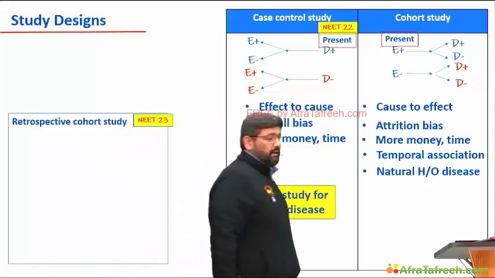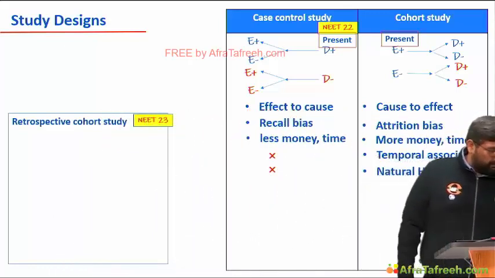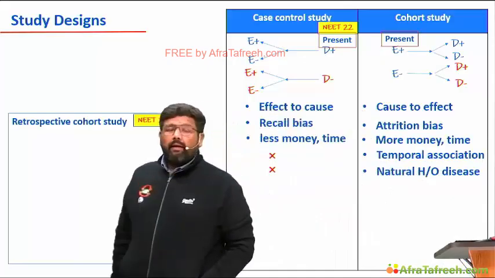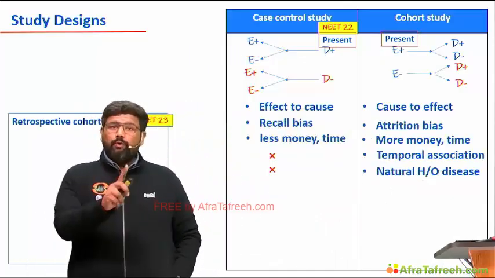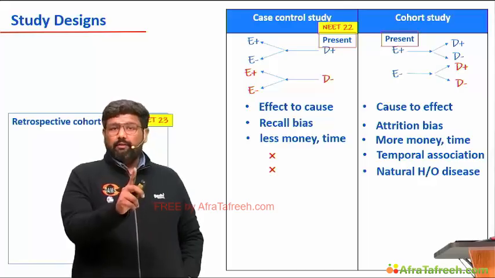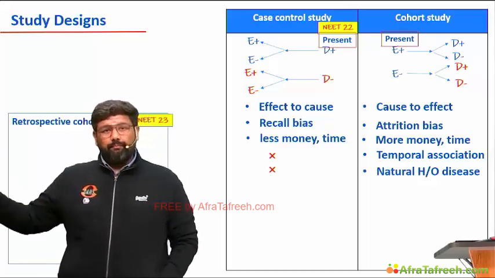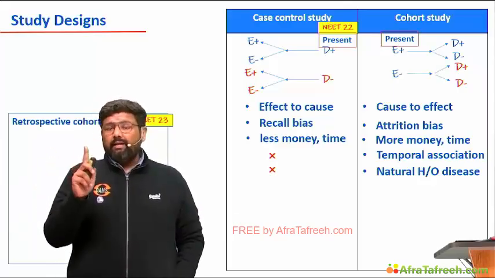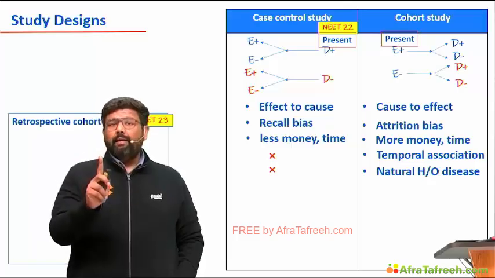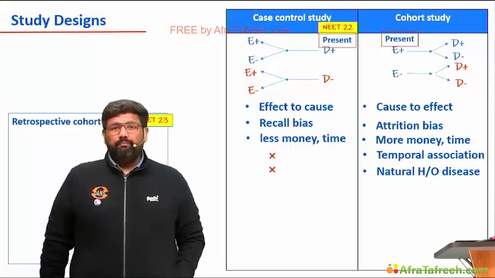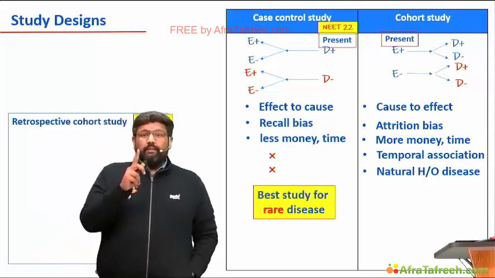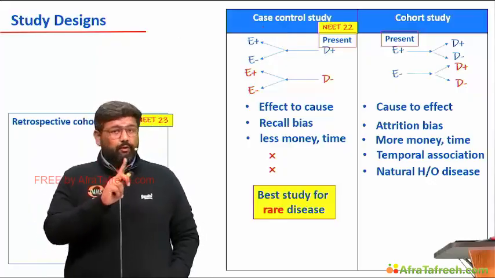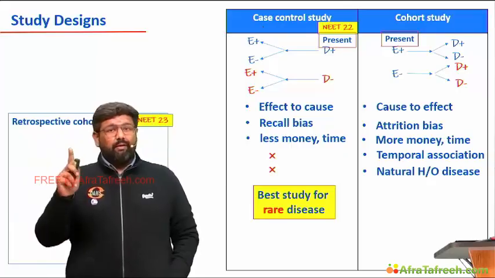This is the best study for rare disease. If I tell you that among 10,000 people consuming alcohol, one will develop liver cancer, suppose, are you going to spend lakhs of money in a cohort study for this one case? No. That is why case control study is the best study for rare diseases. I don't want to spend lakhs of money for just one case.